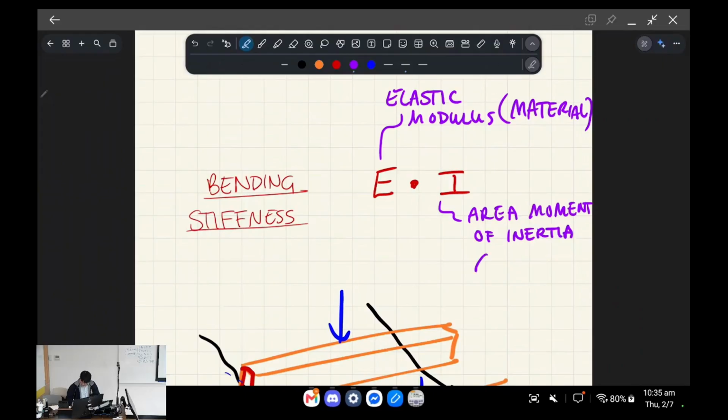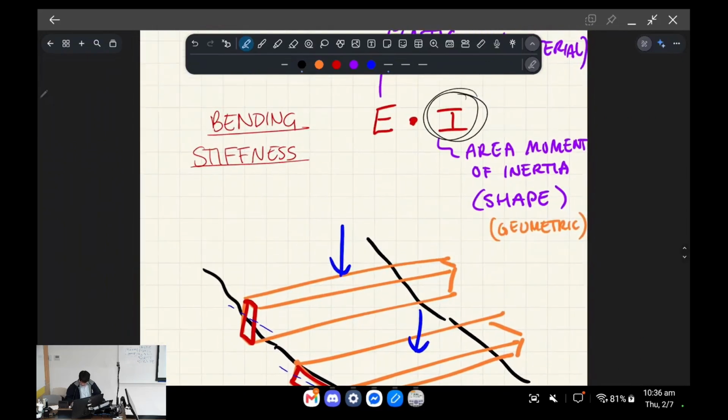And this is actually a shape property. In other words, the formal word that we use is geometric. And that's what we're concerned about today. So we're going to work out the shape stiffness of various shapes of beams, or whatever that you're bending. So we're concerned about the area moment of inertia.